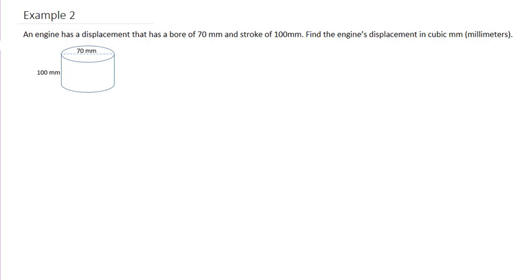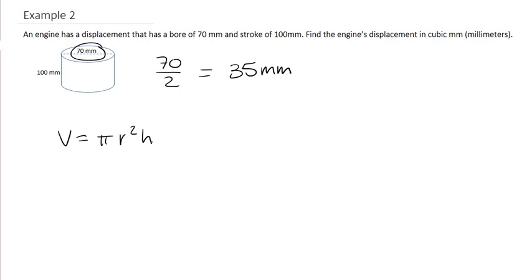Example 2. An engine has a displacement that has a bore of 70 millimeters and a stroke of 100 millimeters. Find the engine's displacement in cubic millimeters. So we have our diameter, or our bore, and we'll need to divide it by 2, and that gets us to our radius of 35 millimeters. Next, we'll solve for our volume by plugging in all our numbers. So this becomes 3.14 times 35 squared times our height of 100.